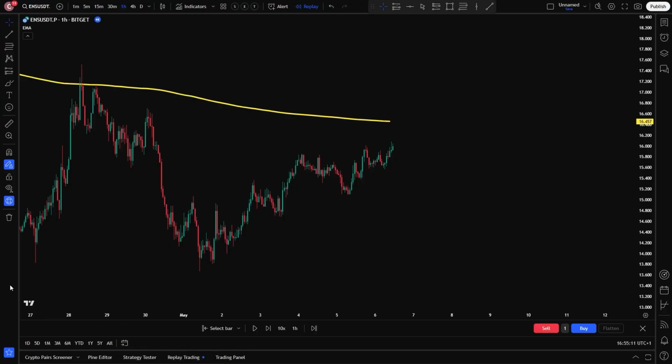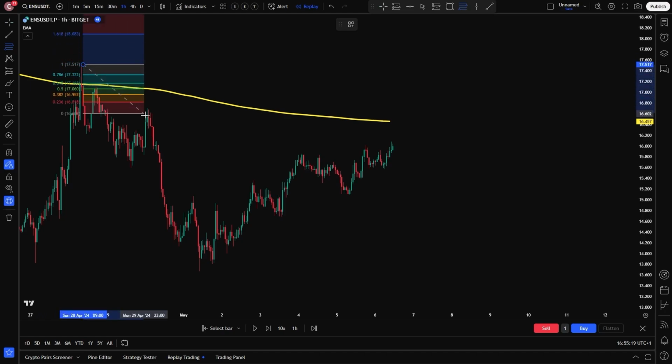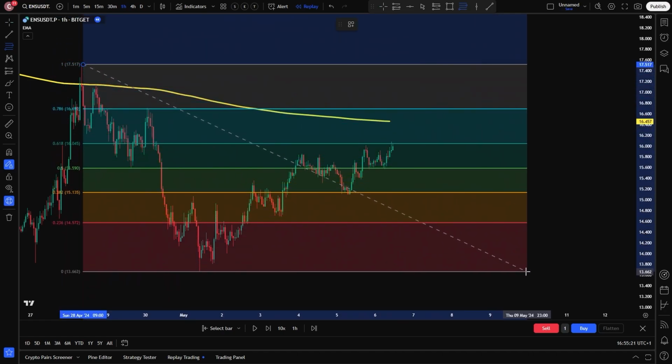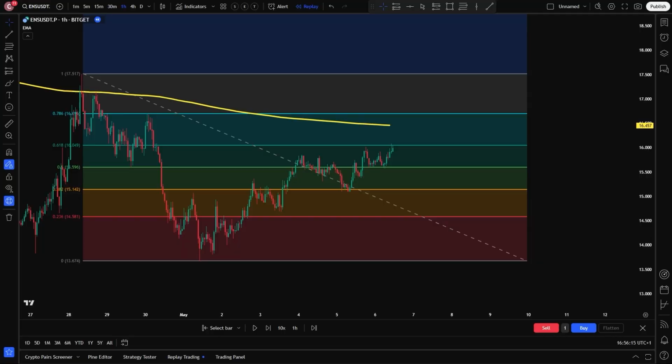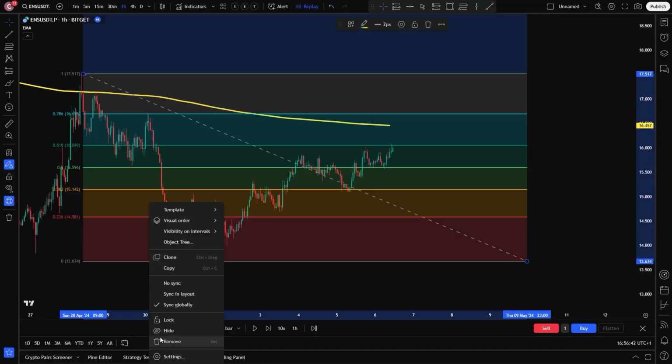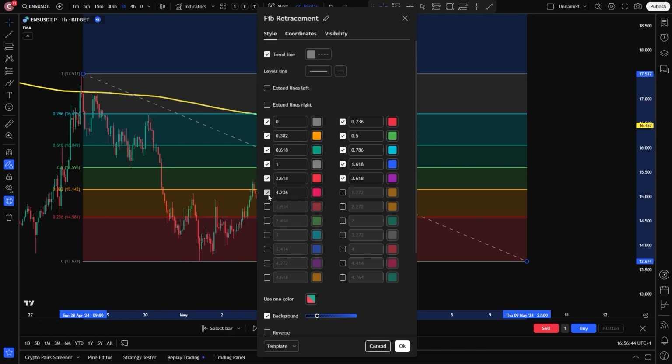Find the Fibonacci tool. On the left-hand side of your screen, click on the Fib retracement tool, and then first click on the start of a movement and pull it to the lowest part of the movement. Then click on the settings and make all of the levels invisible. We don't need those right now, as we're focusing only on the main Fibonacci levels for now. This will help simplify the chart and make it easier to see the key areas that we're working with.